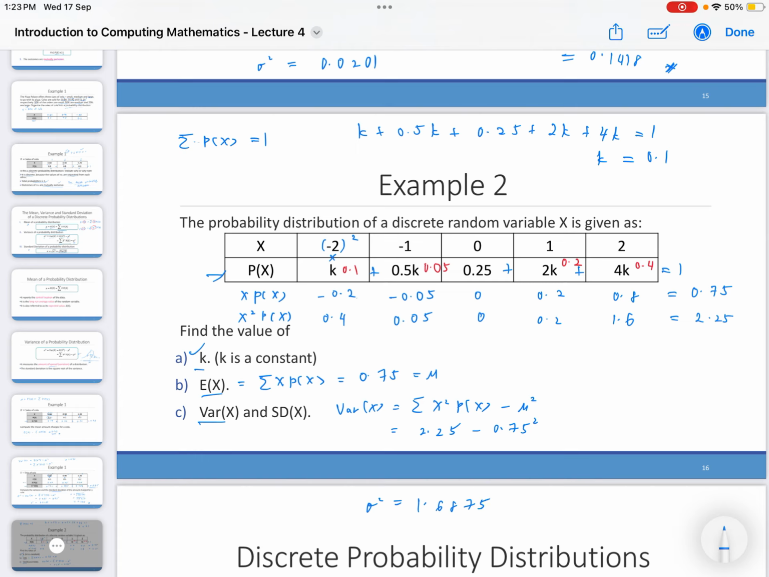Okay, this is the variance, and then we need to calculate the standard deviation. So the standard deviation is sigma, which is equal to the square root of the variance. So the square root of 1.6875. We get the standard deviation here equal to 1.299. Okay, so now we finish this one.